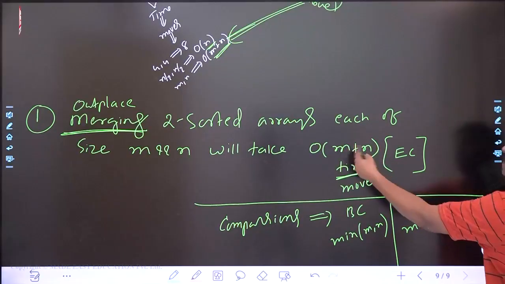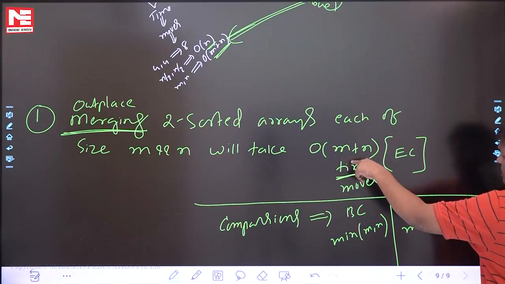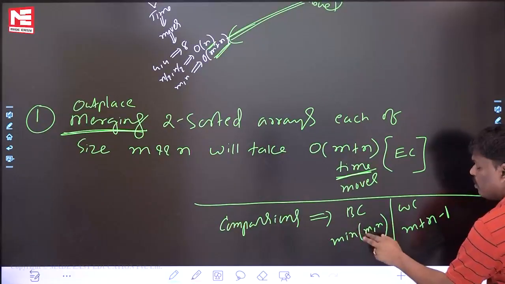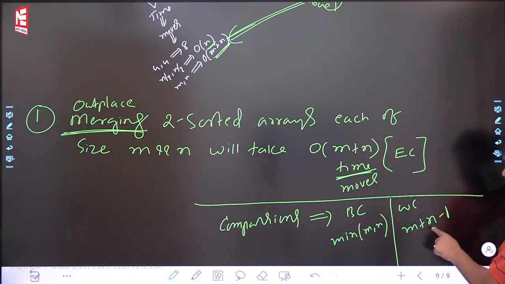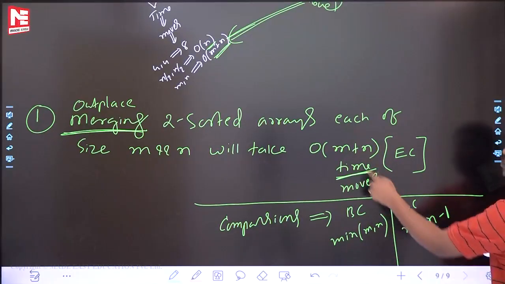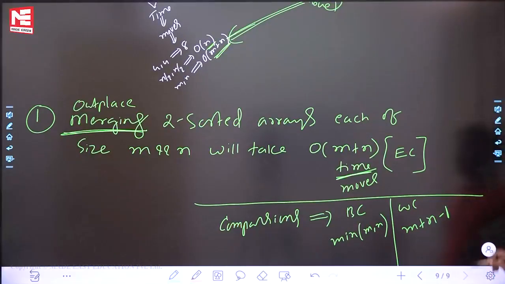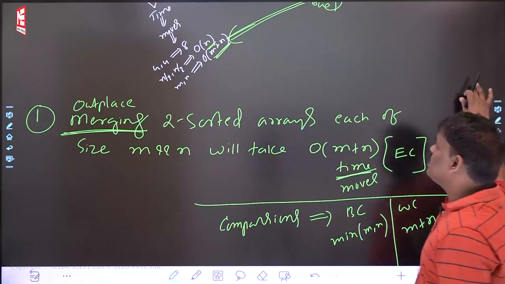But moves are always m plus n. See, m plus n is bigger. Moves are always m plus n. Comparisons are one time minimum of m comma n, another time m plus n minus 1. What is the meaning? Comparing the moves and the comparisons, moves are always bigger. So that is the reason for the time complexity. Fine, that is okay. It is outplace and everything is okay.